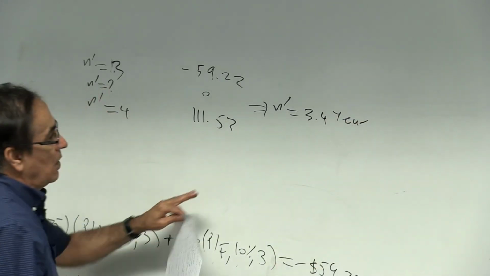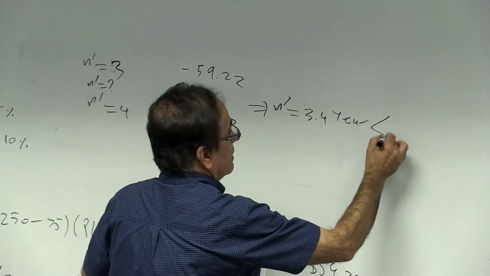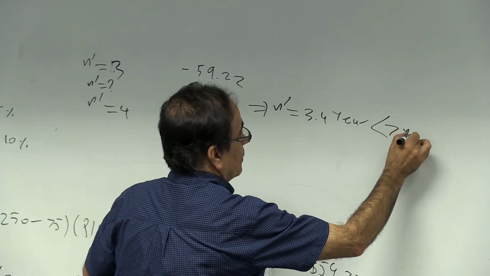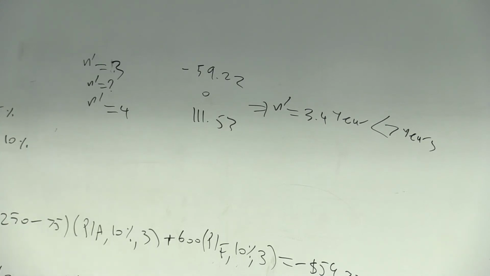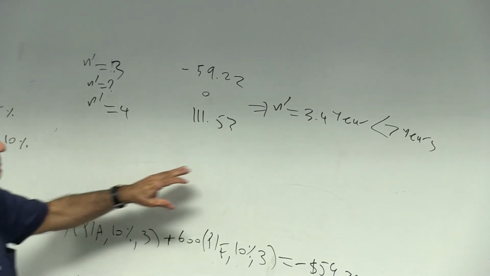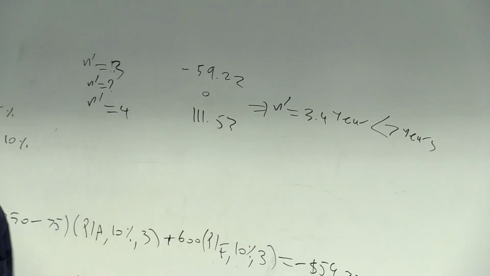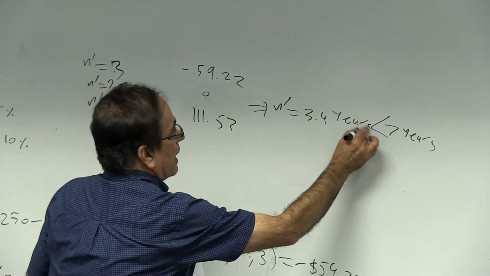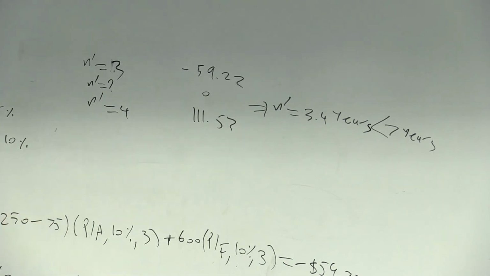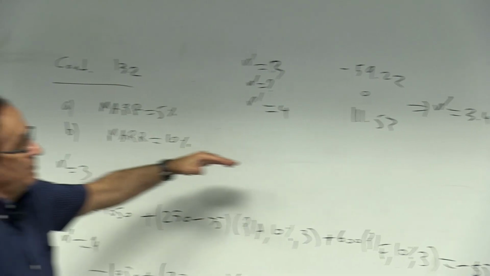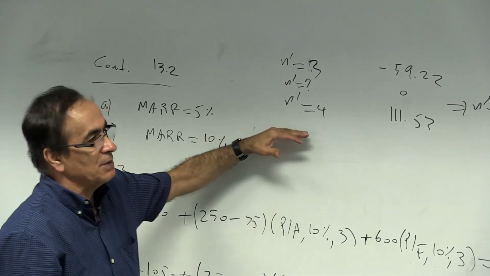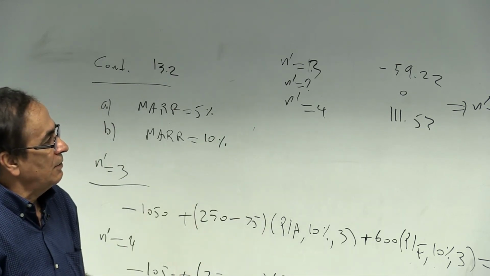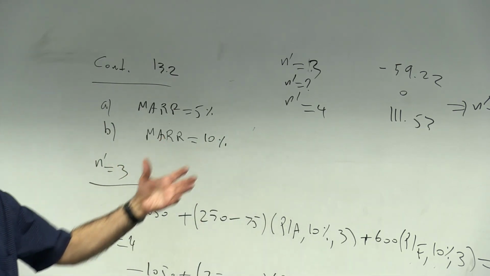So obviously, this is also much less than 7 years, which is the useful life of the equipment. So it means you're going to recover your initial cost somewhere around 3.4 years. So it means this is an acceptable project, even with 5%, with 10%. It means the higher the rate of return, the higher the payback period you're going to get here. For example, if I go to 20%, then n prime is going to be even larger. So for 5 and 10%, definitely this project is acceptable.